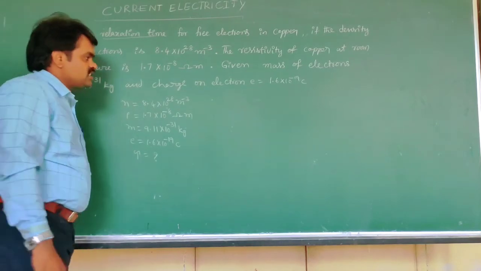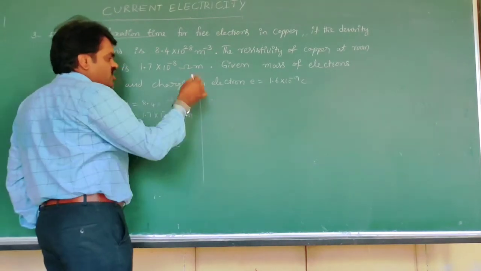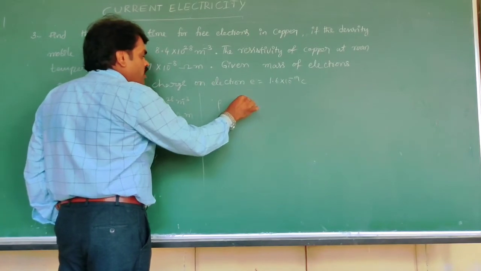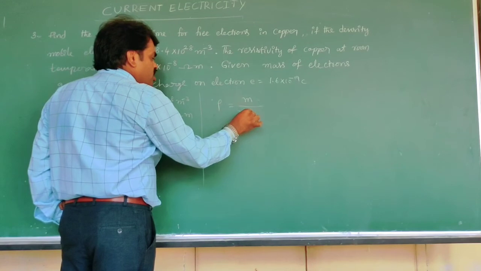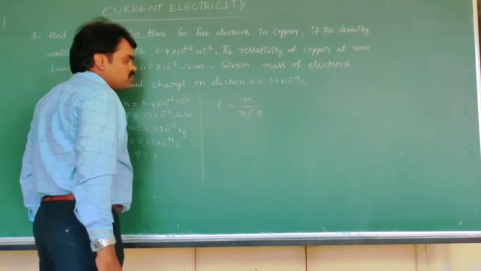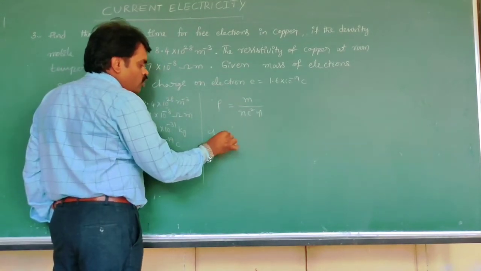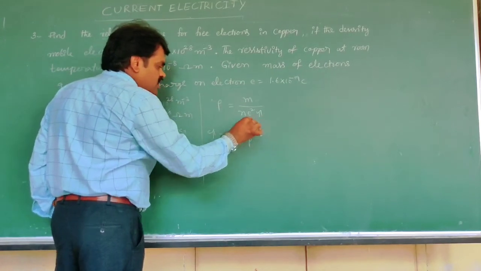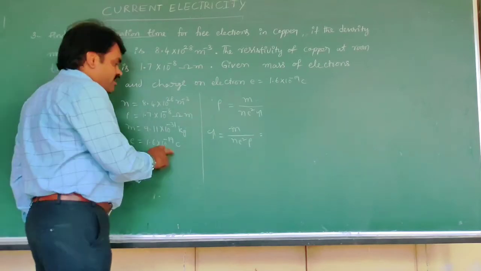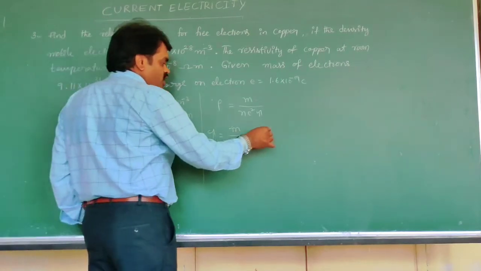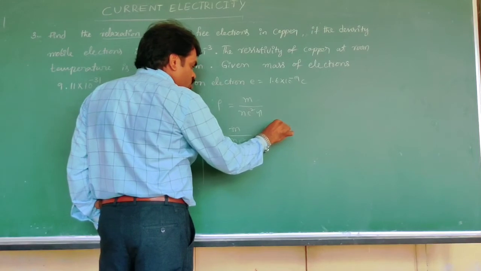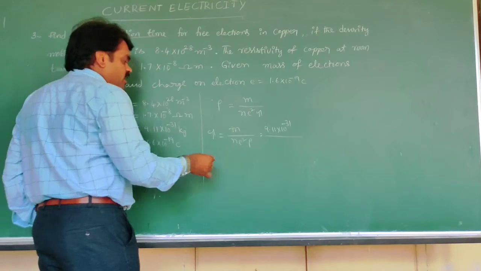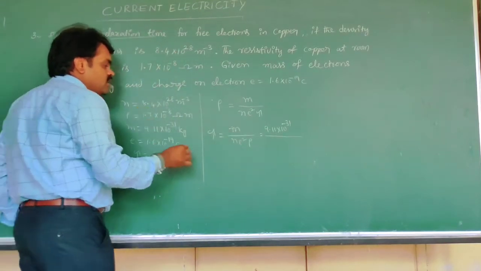But we know the relation between relaxation time and resistivity: rho is equal to m by n e square tau. Now we want tau, so tau is equal to m by n e square rho. What is the m value? The mass of the electron is 9.11 into 10 to the power of minus 31 kg, by n. n means number density.